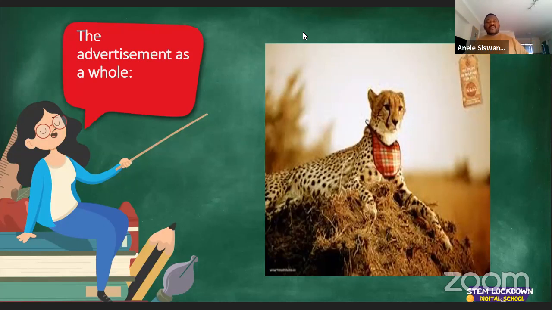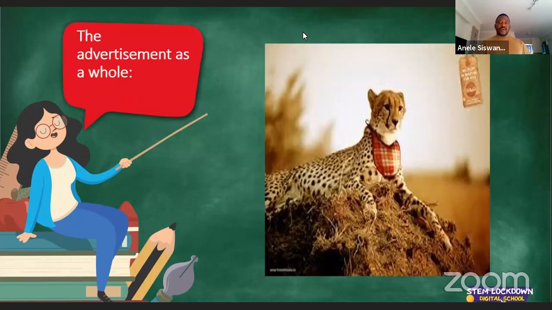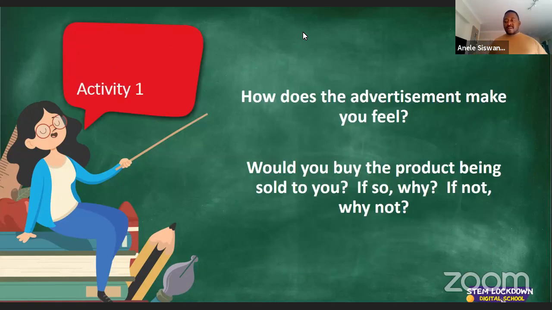So now we're going to look at this advertisement as a whole, right? So look at this image, right? And then apply these questions. How does the advertisement make you feel? Would you buy the product being sold to you? If so, why? If not, why not? Look at it, right? Then apply these questions. I'll give you about 3 minutes to work on that.